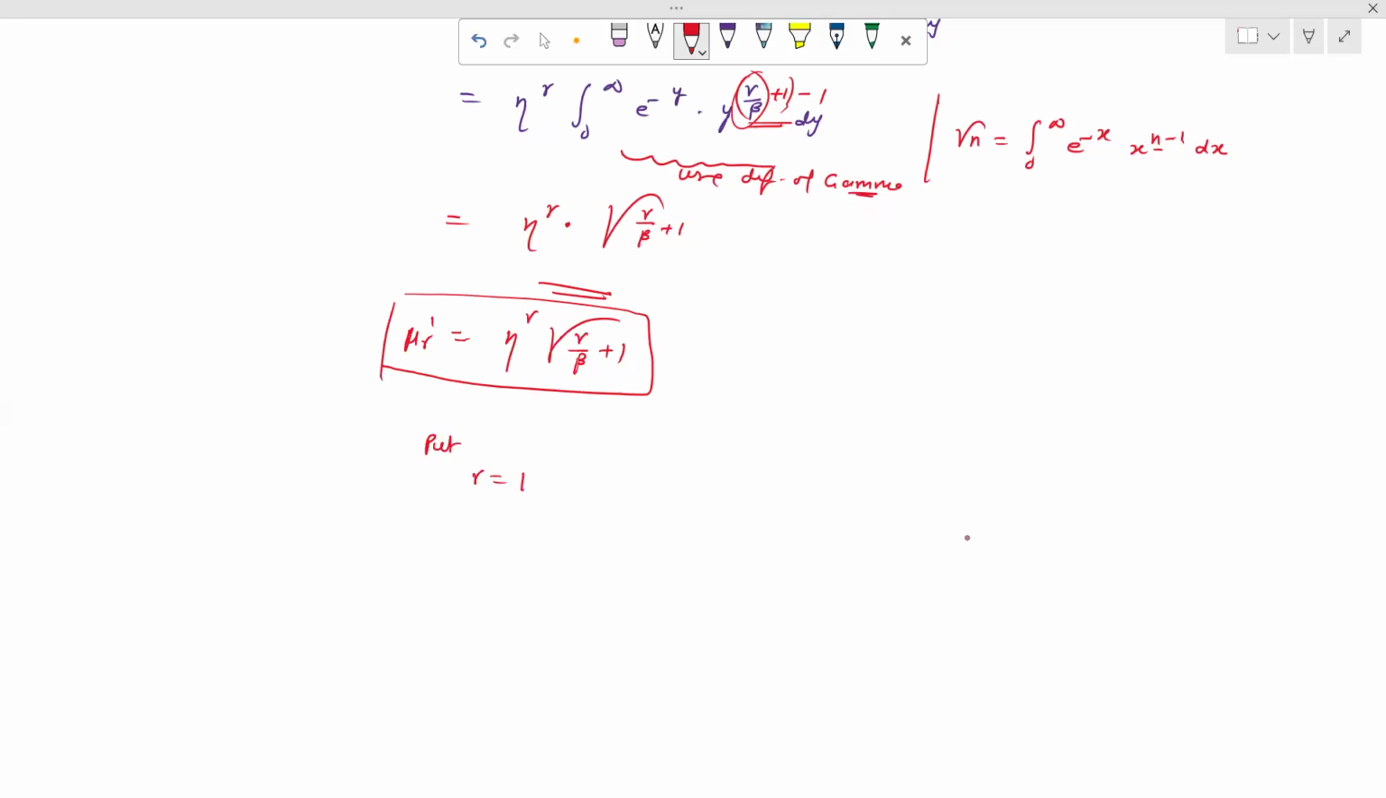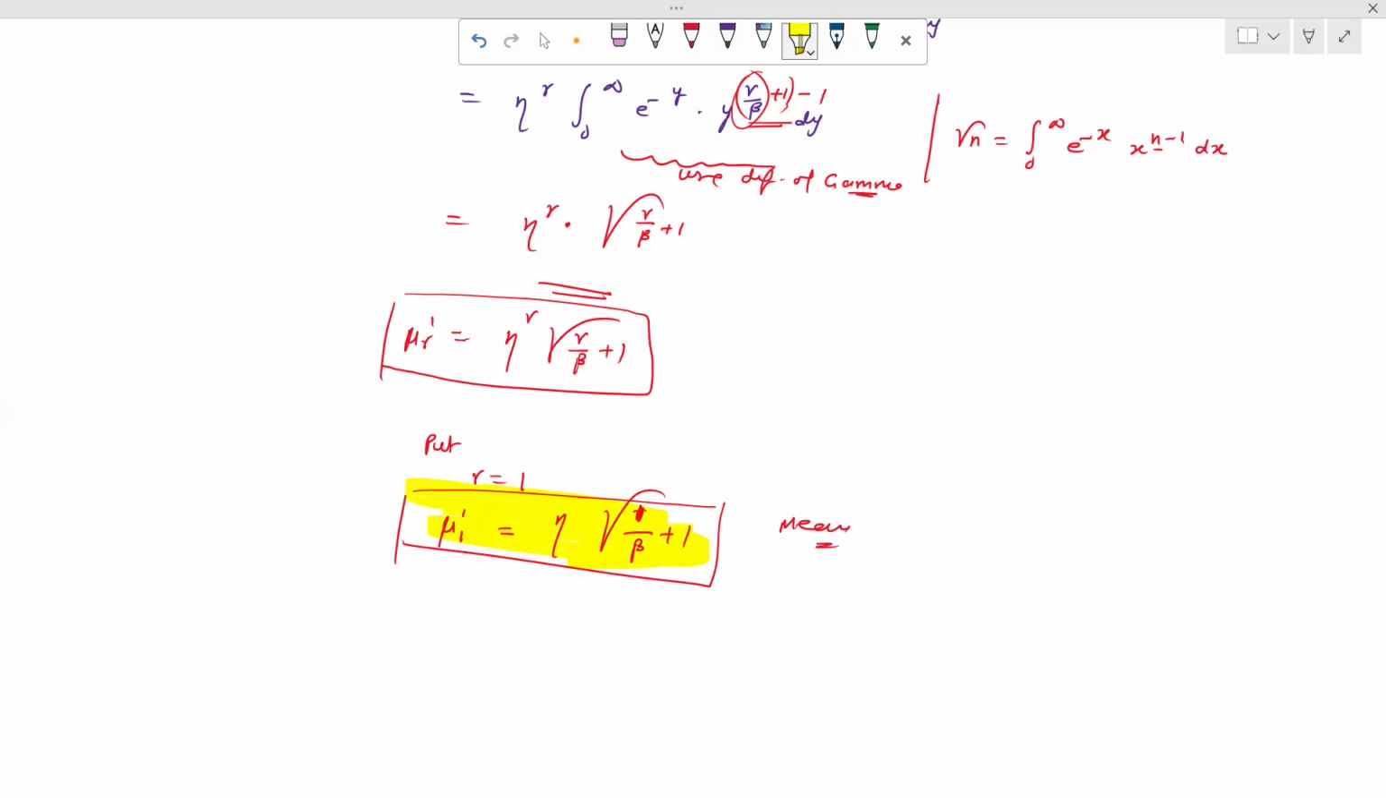r is equal to 1, so this gives us mu1 dash. So this gives us eta gamma, r equal to 1 means 1 upon beta plus 1. So this is the first moment, which is also called the mean. Similarly, you can obtain the second moment, third moment, etc.